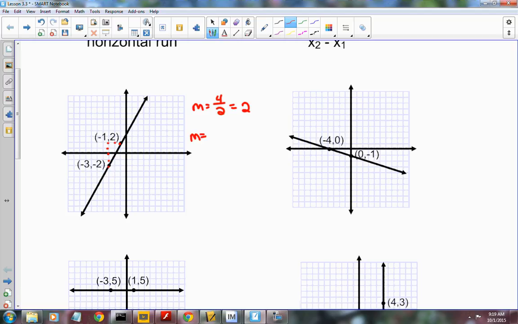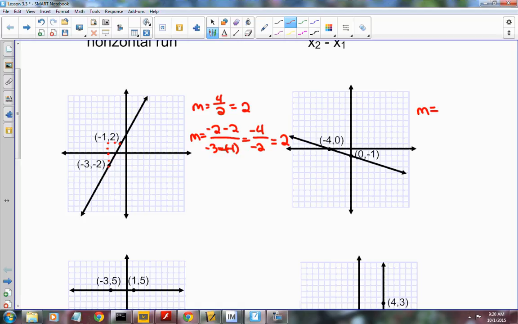So if I were going to find my slope, I'm going to subtract my y's, negative 2 minus 2. Subtract my x's, negative 3 minus a negative 1. Remember, minus negative becomes positive. So I end up with negative 4 over negative 2, which is a positive 2. So I've got the same answer both times, so I'm pretty sure that's probably right. So let's look at the next one.